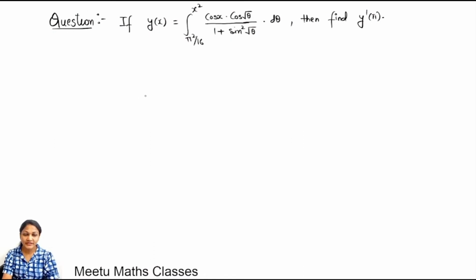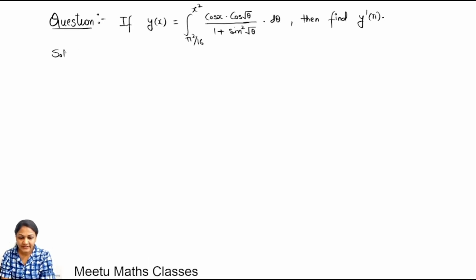This question is for JEE Mains and the topic is definite integrals. Your question is: if y(x) is a function, the integral from pi square by 16 to x square of cos x into cos of root theta upon 1 plus sine square root theta d theta, then you have to find y dash pi, that means derivative of y at pi.